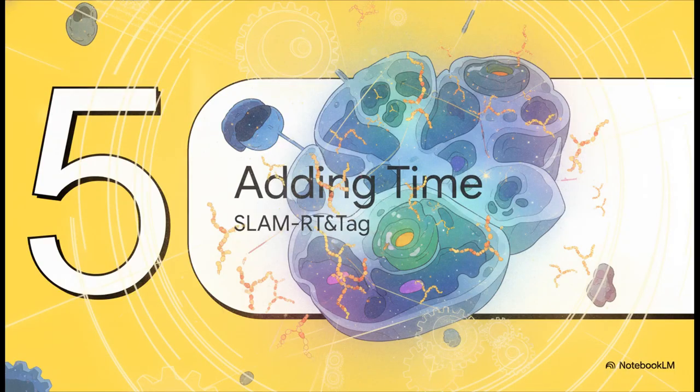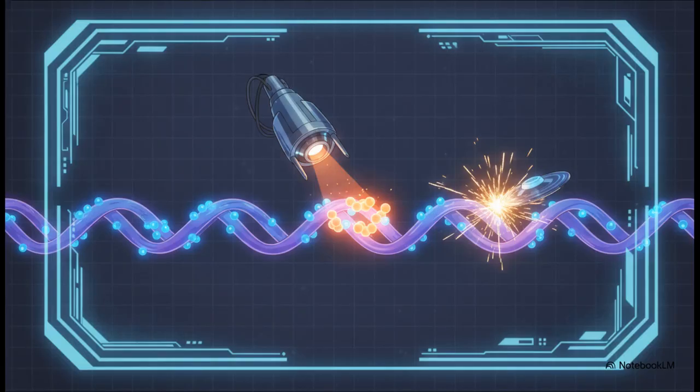Okay, part 5, adding the dimension of time with SLAM-RT&Tag. Now, a 3D map of these neighborhoods is a huge breakthrough. But biology isn't static. RNAs are constantly being born, moving around, functioning, and degrading. By turning our 3D map into a 4D kinetic tracking system, researchers created SLAM-RT&Tag. They start by feeding the cell a labeled molecule called S4U. As the cell makes new RNA, it incorporates this S4U, leaving a literal kinetic breadcrumb trail.